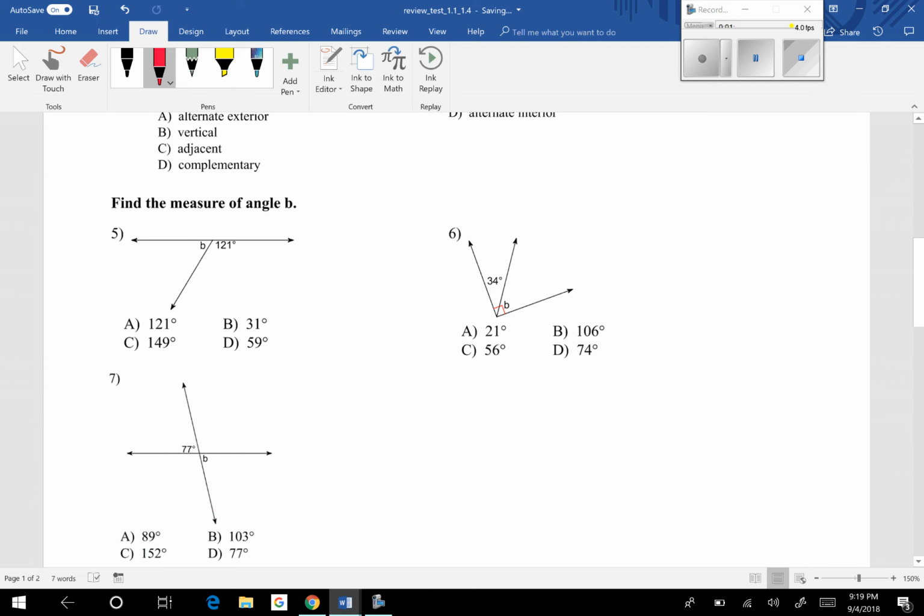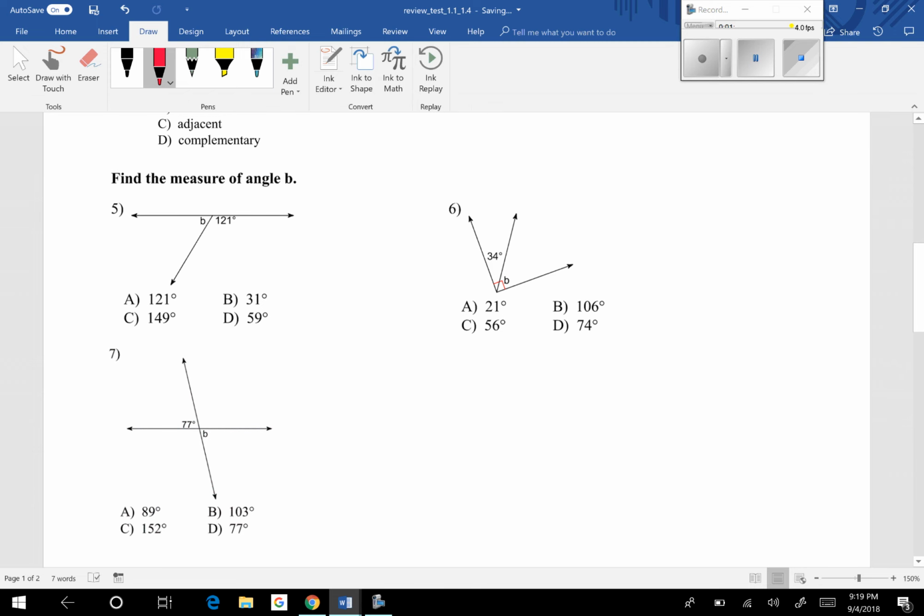All right, question 6. Again, we have our two angles. They are adding together to make that right angle. So we could say 34 plus B is equal to 90. And then you just solve that, subtract 34, subtract 34, B, so 90, take away 34, you got to borrow here. 10 minus 4 is 6, 8 minus 3 is 5. So angle B is 56 degrees.